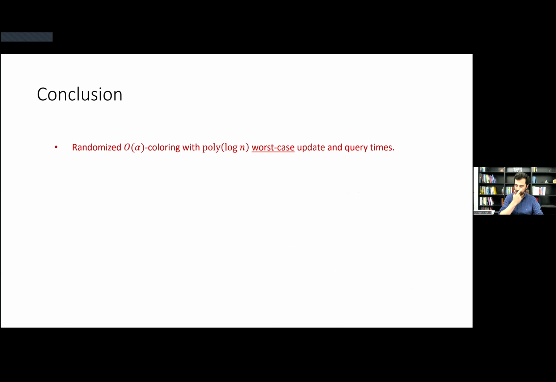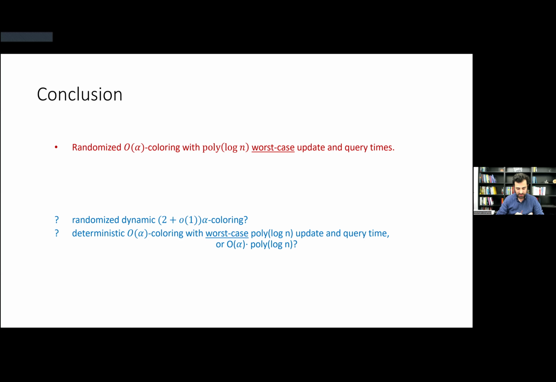So let me summarize. This paper gives a randomized dynamic algorithm for order of alpha coloring, alpha being the arboricity. It has polylog n worst case update and query times. A couple of questions that are interesting remain open. The constant that we have in front of order of alpha is somewhat large. It would be interesting to see an algorithm that, let's say, gets close to 2 times alpha.